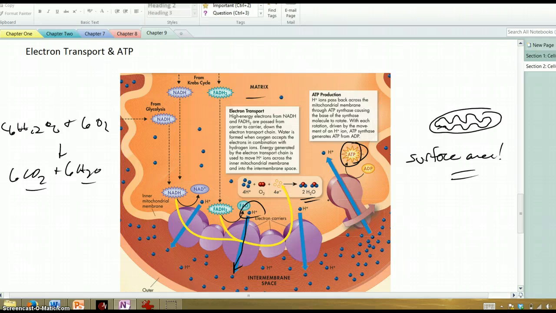So the oxygen is used at the end of the process, and the water is produced at the end of the process. Of course, the breakdown of glucose begins at the very beginning with glycolysis. The CO2 is produced during the Krebs cycle.